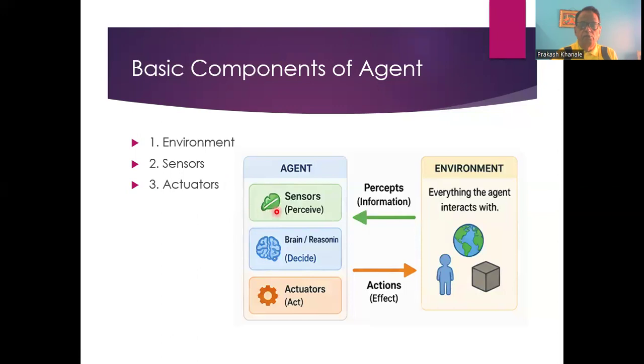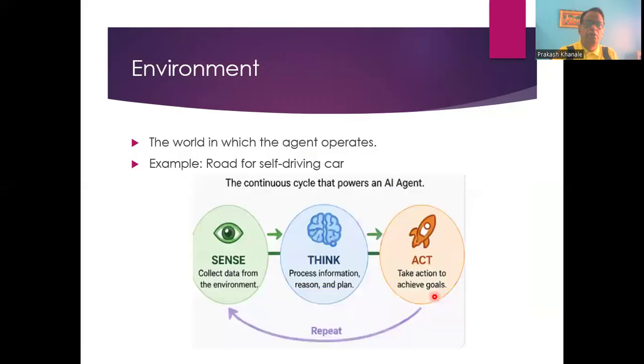Sensors are used to receive the data or perceive the information from the environment. So the agent will interact with the environment. Then there is reasoning, there is a decision that can be taken by the agentic AI system, and then the action will be performed by the actuators. So the action or effect will be performed on the environment only. The environment is very important. You can think of the environment as a world where the agentic AI will operate.